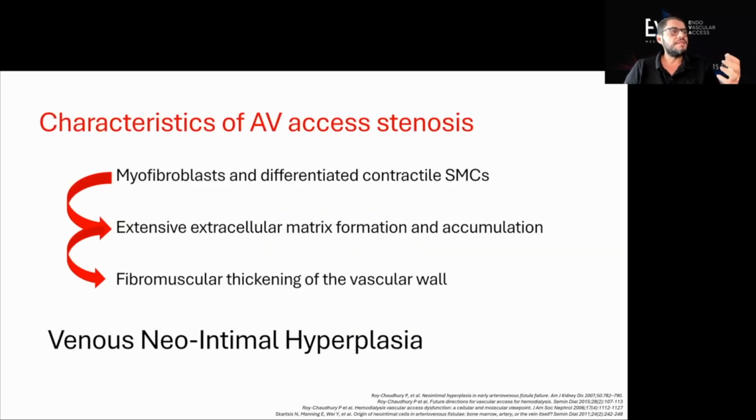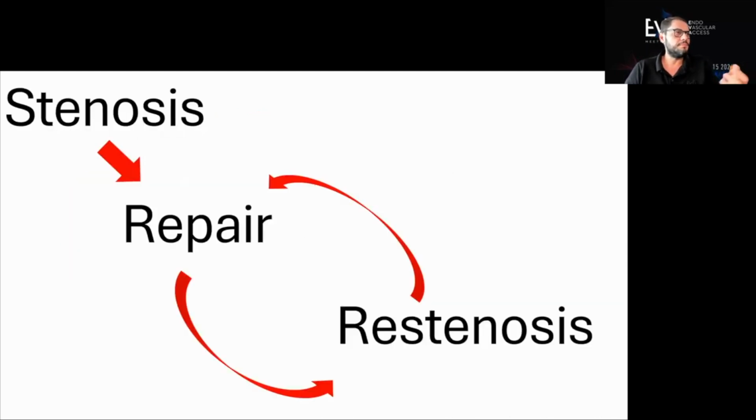And this hyperplasia is mainly myofibroblasts and differentiated contractile smooth muscle cells that produce an excessive extracellular matrix. So these cells, together with the matrix, produce this fibromuscular aggressive thickening of the vascular wall, and this is venous neointimal hyperplasia. So in this frame of stenosis and restenosis, we need two things.